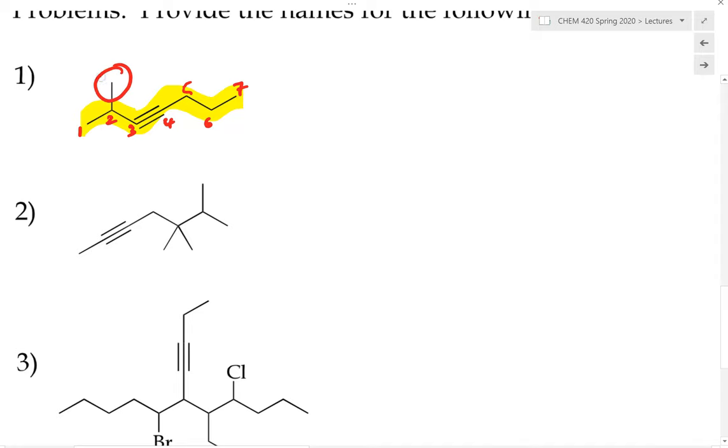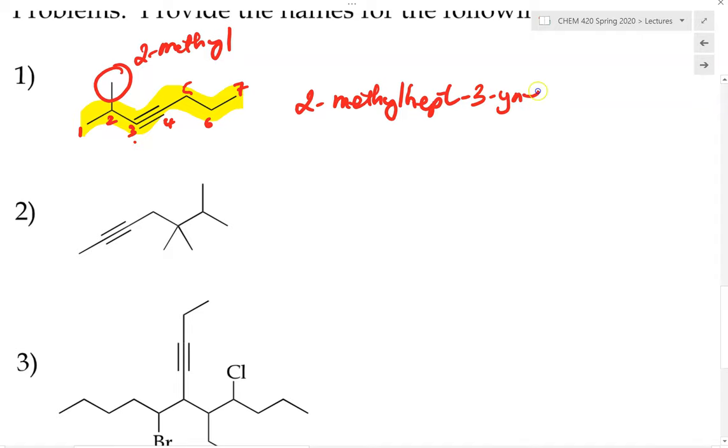And here we will then have a 2-methyl group. Putting all of this together will be 2-methyl. And now the parent chain here consists of 8 carbons. The parent name for 8 will be "oct," and now followed by 3, because that is the location of where the triple bond will be, followed by the "yne" ending. And that will be the systematic name of this molecule.